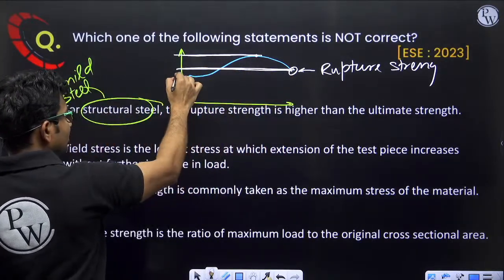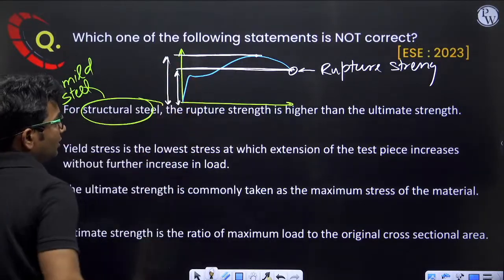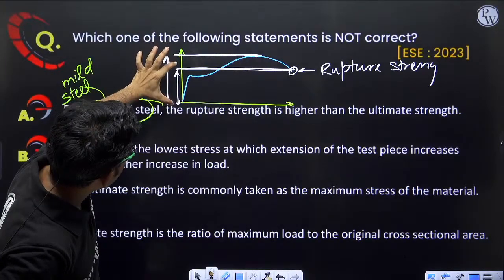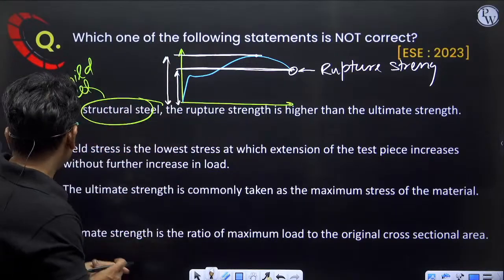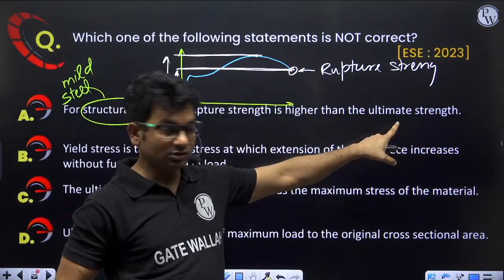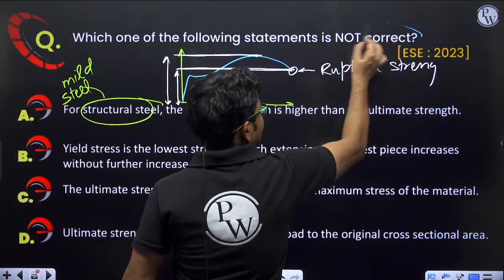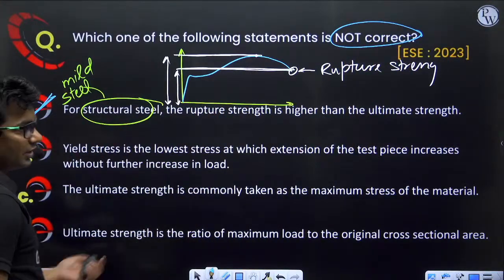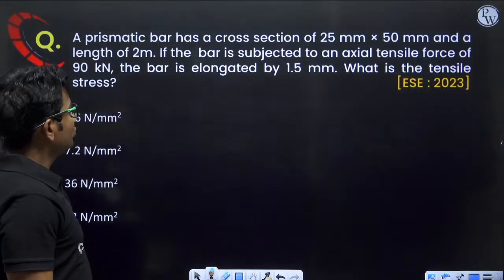Can you tell me which one is higher? Is the rupture strength higher or the ultimate strength higher? This is the ultimate strength, this much, and this is the rupture strength. Which is more? The ultimate strength is more. So the statement that for structural steel the rupture strength is higher than the ultimate strength is wrong, it is incorrect. We have to find the statement that is not correct, and this first statement itself is wrong. So the correct answer will be option A. Let's move on to the next question.